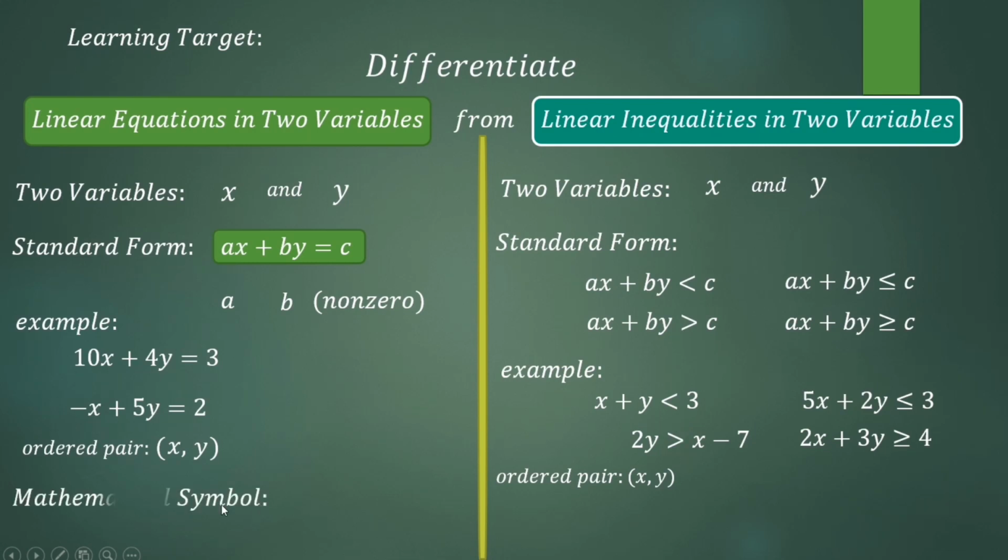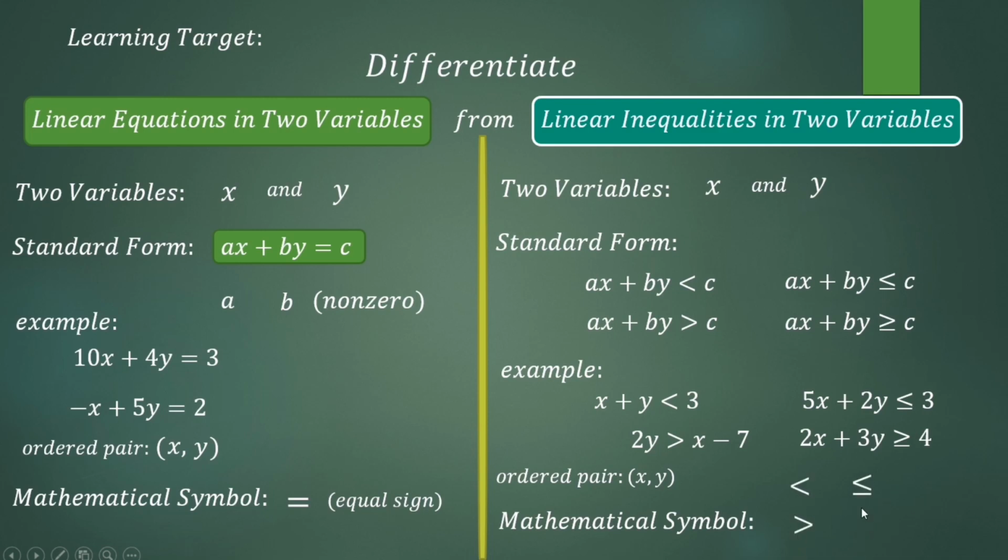At para sa mathematical symbol, the linear equations in two variables use the equality symbol or the equal sign. At sa linear inequalities in two variables, the mathematical symbol uses the symbol of inequality: less than, greater than, less than or equal to, greater than or equal to.